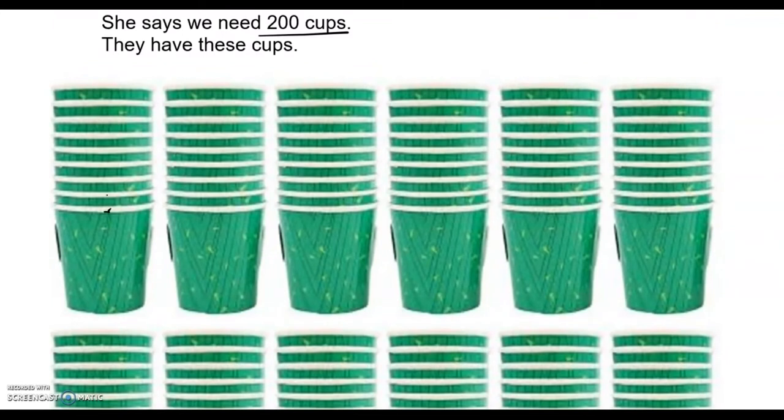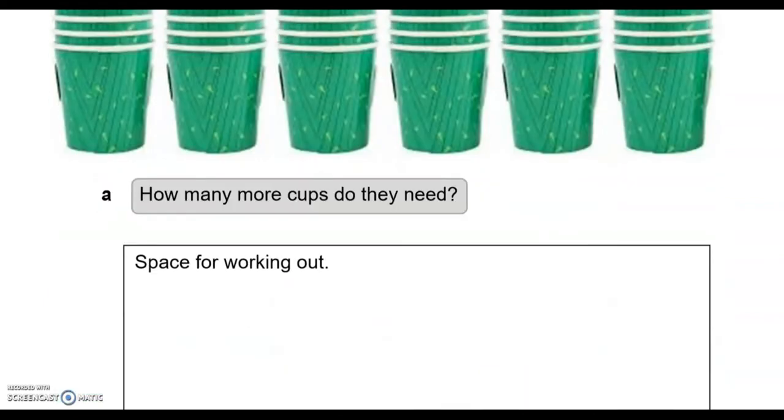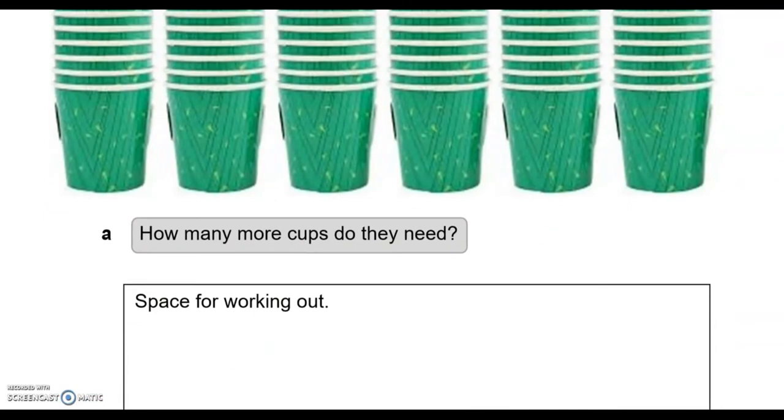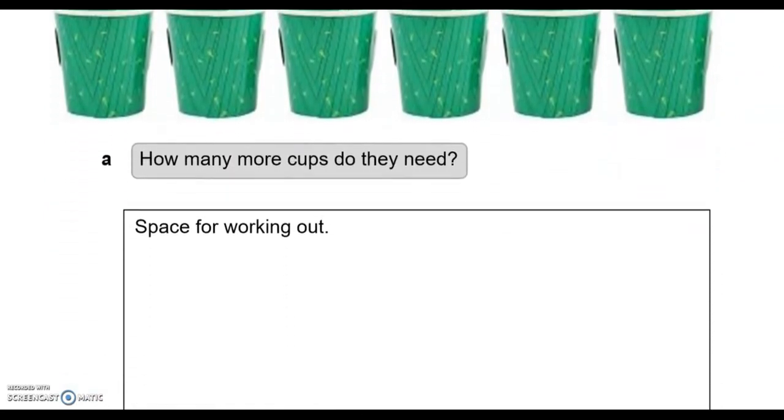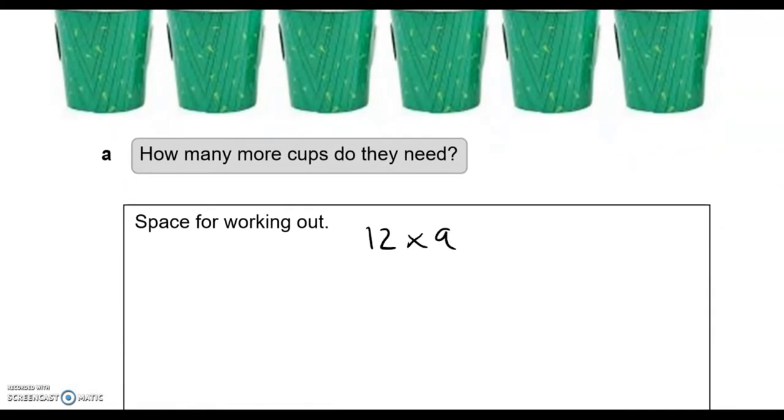So 1, 2, 3, 4, 5, 6, 7, 8, 9. So there would be 9 in each of these. How many stacks? Got 1, 2, 3, 4, 5, 6. And another 6, 12. So 12 stacks of 9. So we're going to go 12 times 9 gives us 108. 200, take away 108 gives us 92.